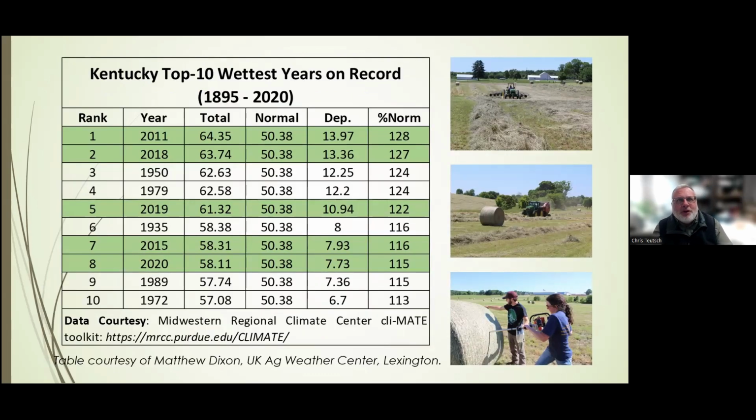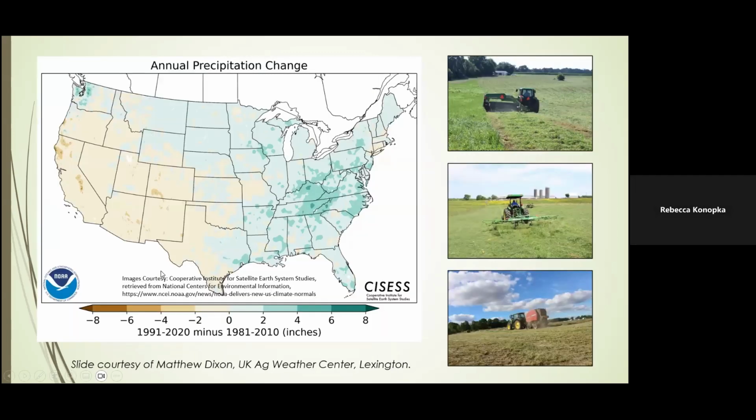So this was kind of an interesting graph. Matthew Dixon at our UK Ag Weather Center put this together several years ago, and what it shows is the top 10 wettest years on record from 1895 to 2020. And what this graph shows is that 5 of those 10 years have occurred since 2011. Pretty interesting. And that data is kind of confirmed by this map that shows the average annual precipitation in the eastern United States is increasing.